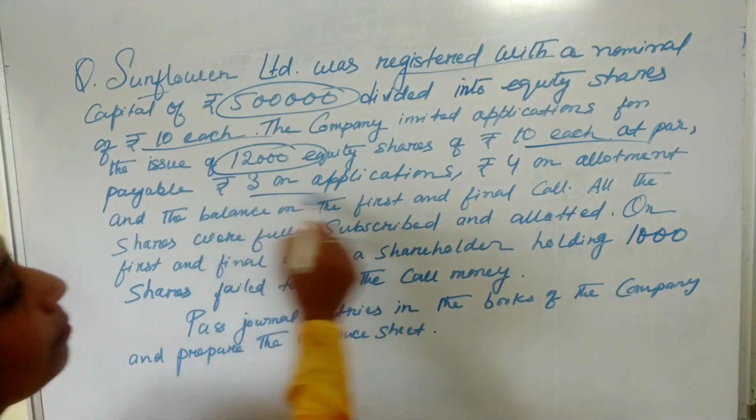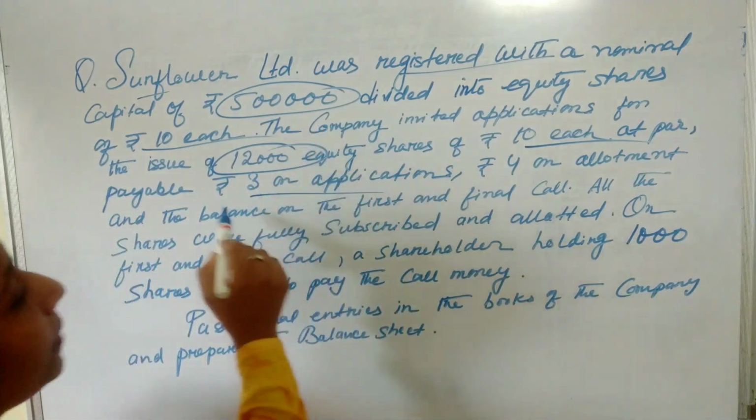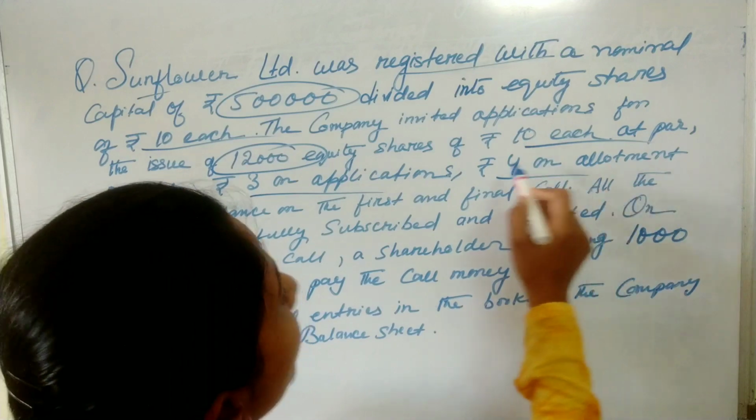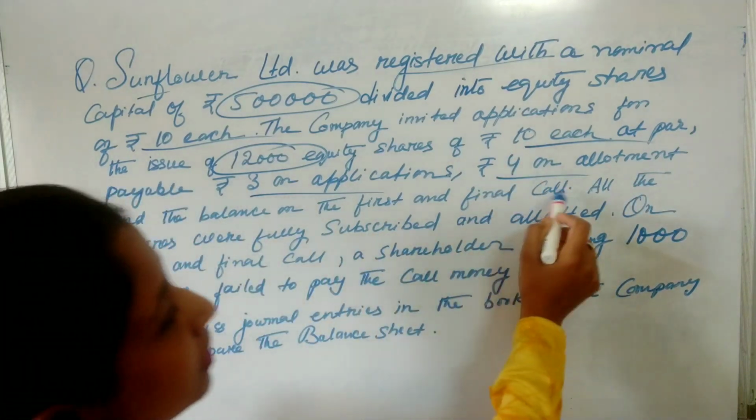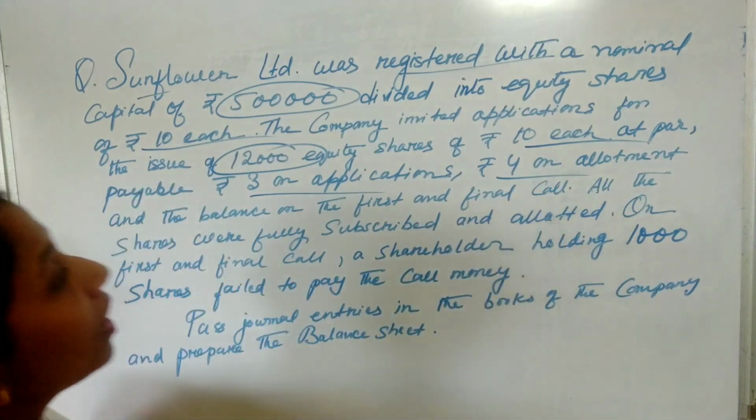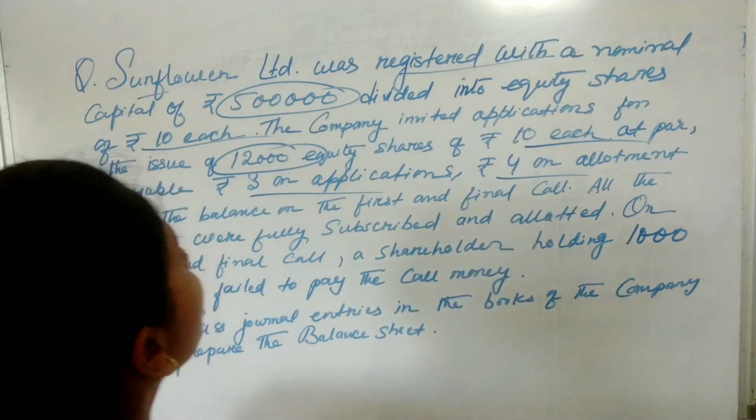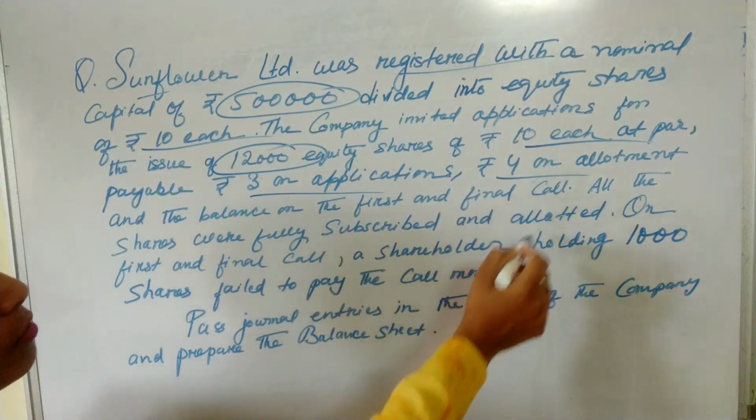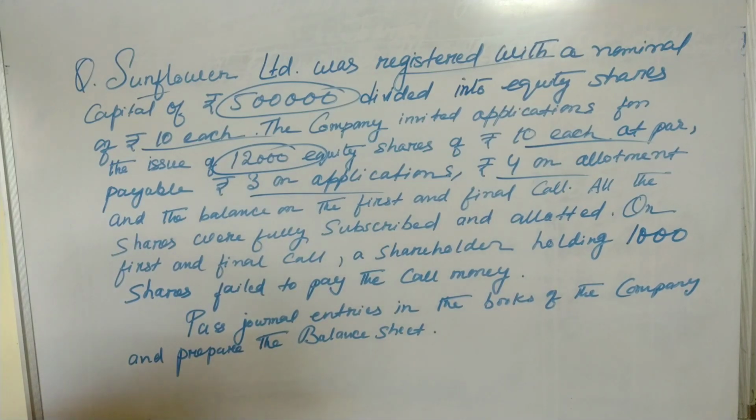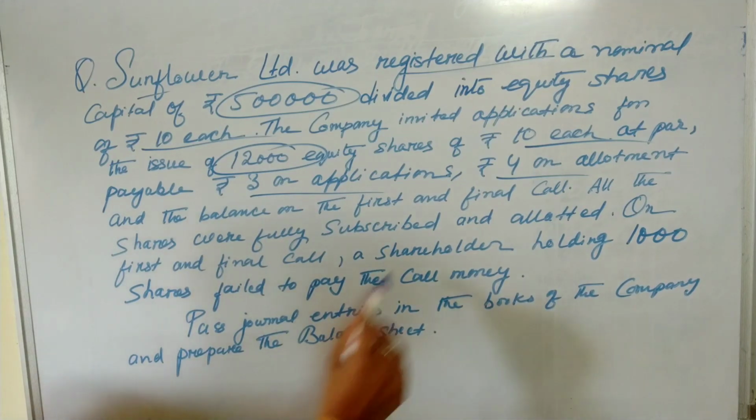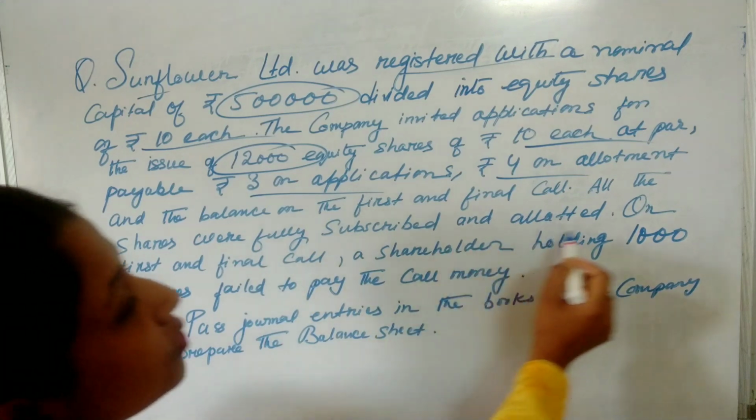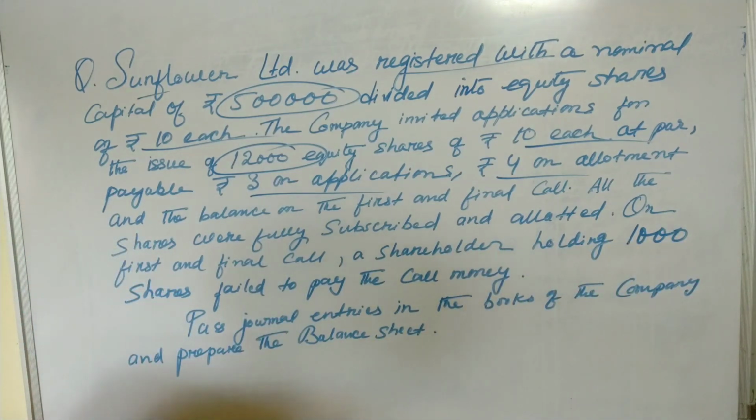And now see the application. On application, the company has collected rupees 3, on allotment rupees 4, and the balance on the first and final call. So what is the balance amount? 4 plus 3 is 7, and 10 minus 7 is 3. So 3 is the balance on first and final call. All the shares were fully subscribed and allotted.